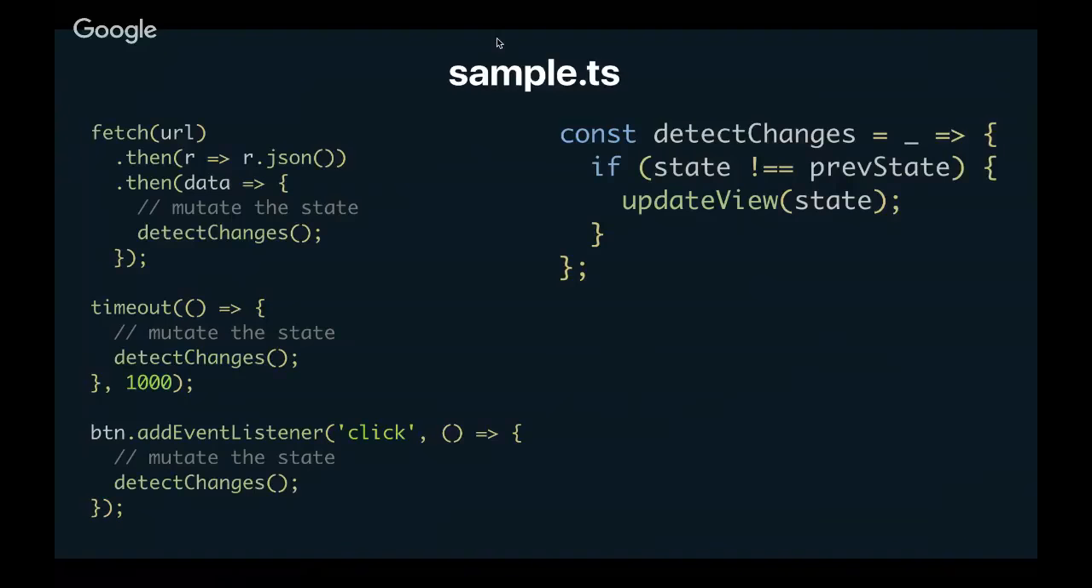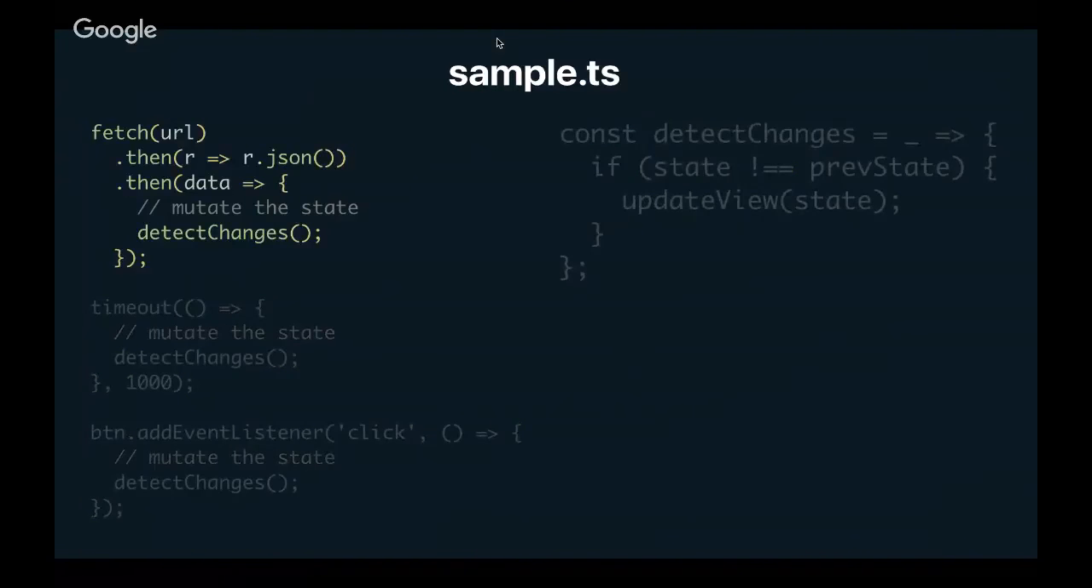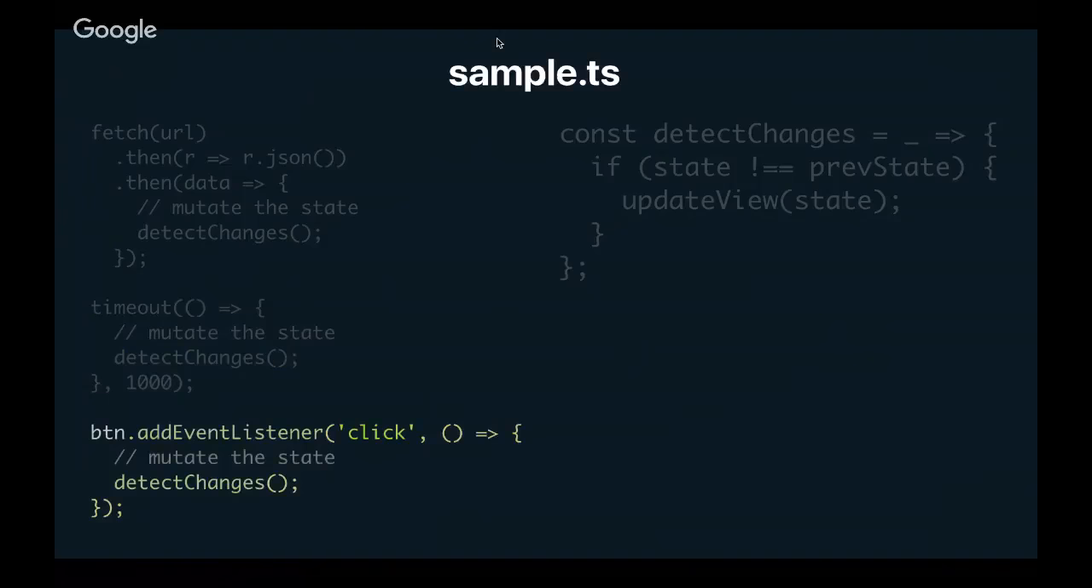Here is how this looks in practice. When we send a fetch request, an HTTP GET request to the network, and we get a response, eventually in the resolve callback of this promise we're going to mutate our state somehow. And right after that, we need to detect for changes. The same happens when we run a timeout. After the callback of the timeout function has been invoked, we need to detect for changes again. And the same for invoking event handlers.